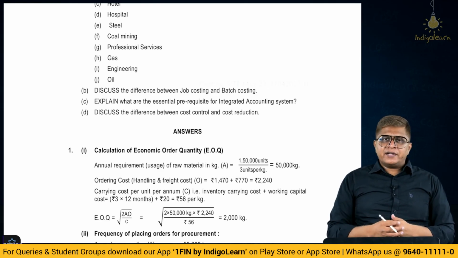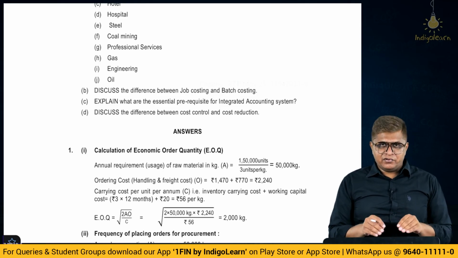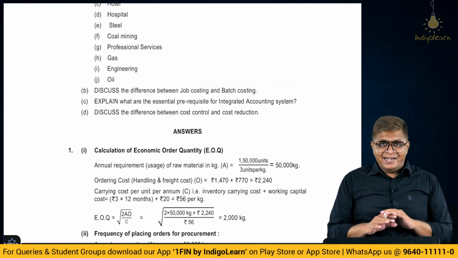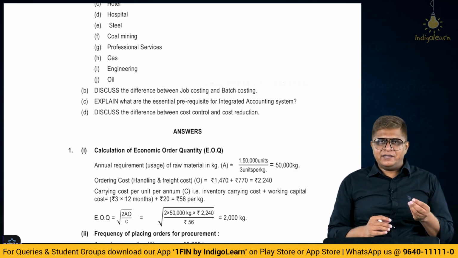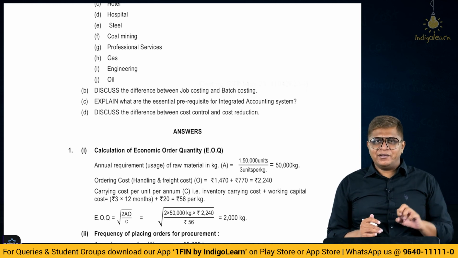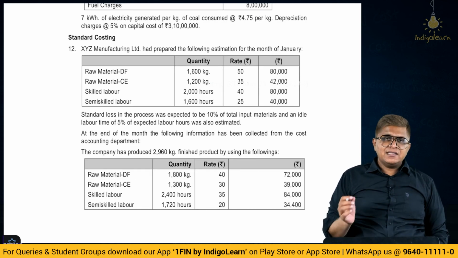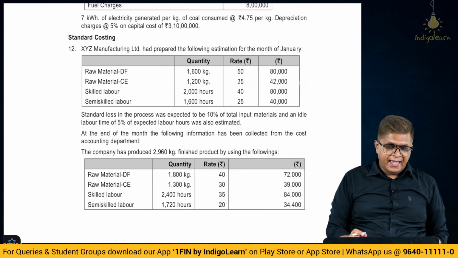But if I have to rate this overall RTP, I would say the questions included in the revision test paper for May 23 are not very difficult. Yes, one or two points here and there were tricky and required some assumptions, but by and large the questions were very simple and straightforward. Alright, let's look at the next question, which is from standard costing.